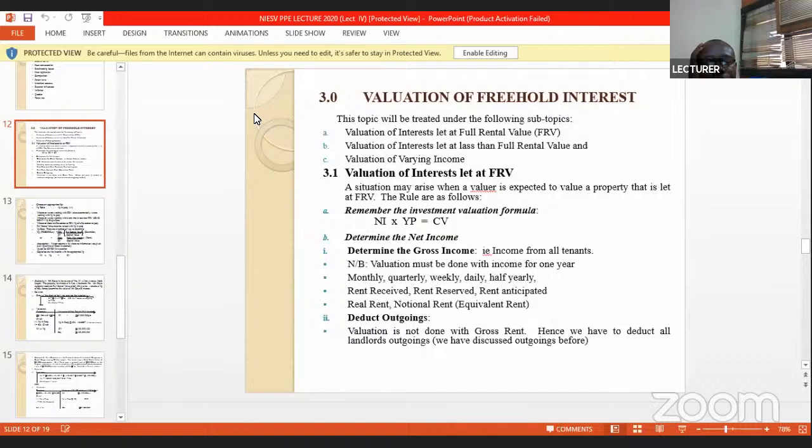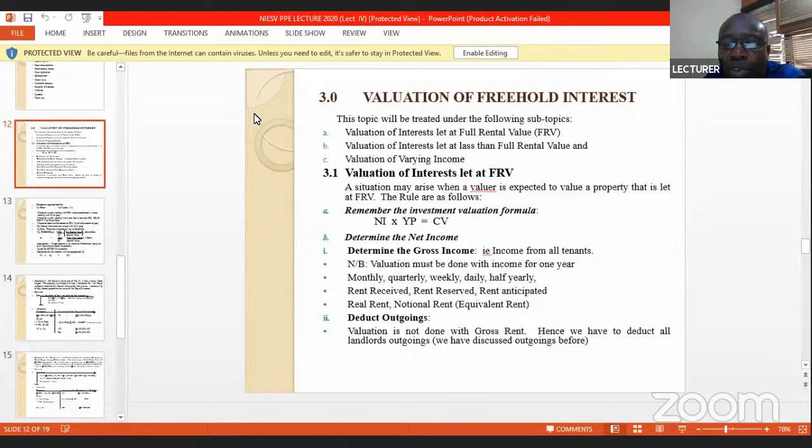So it's important that you remember that, one, we value with net income, not gross income. Two, we value with income for 1 year. You must be sure that what we are using is income for 1 year. The next one is that any income that is expired is not taken into consideration in valuation. Any income that has expired is not considered in valuation.